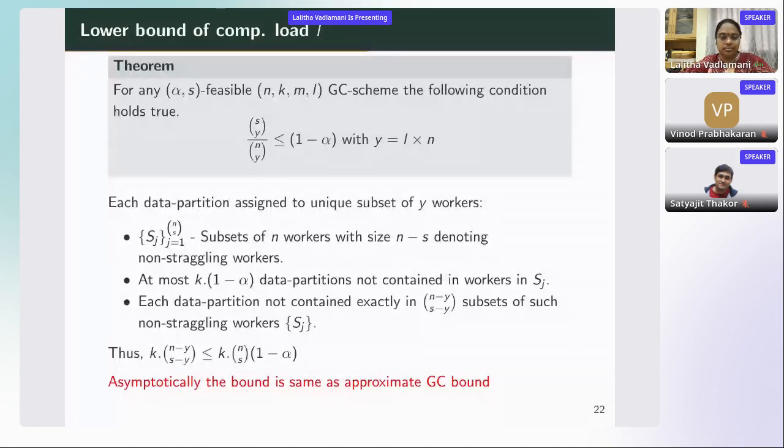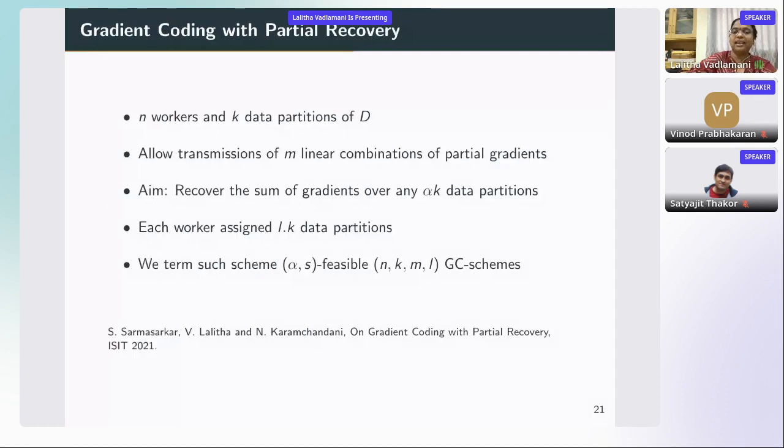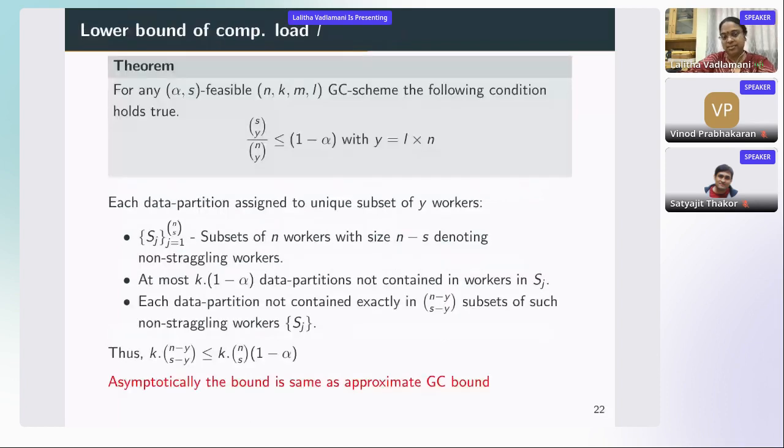Okay, so that way we are not getting a very different bound from what was there before, just that it is a more combinatorial bound, as you can see, right? And the reason the bound itself is combinatorial is because the requirement that we have placed is combinatorial. We are saying the master should be able to recover any alpha k data partitions, which is a more combinatorial requirement as compared to the approximate gradient coding condition, right? And the bound naturally tends to be combinatorial.